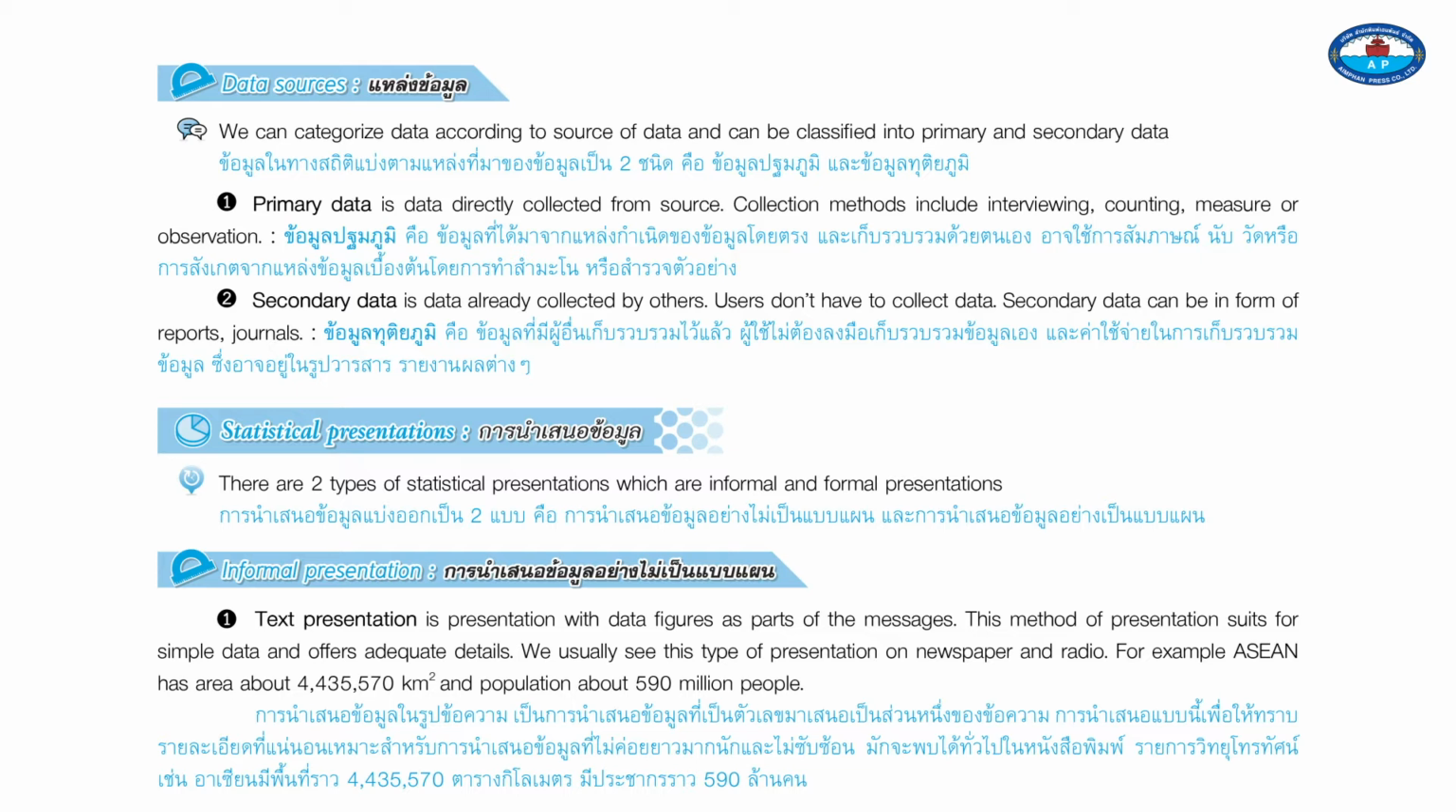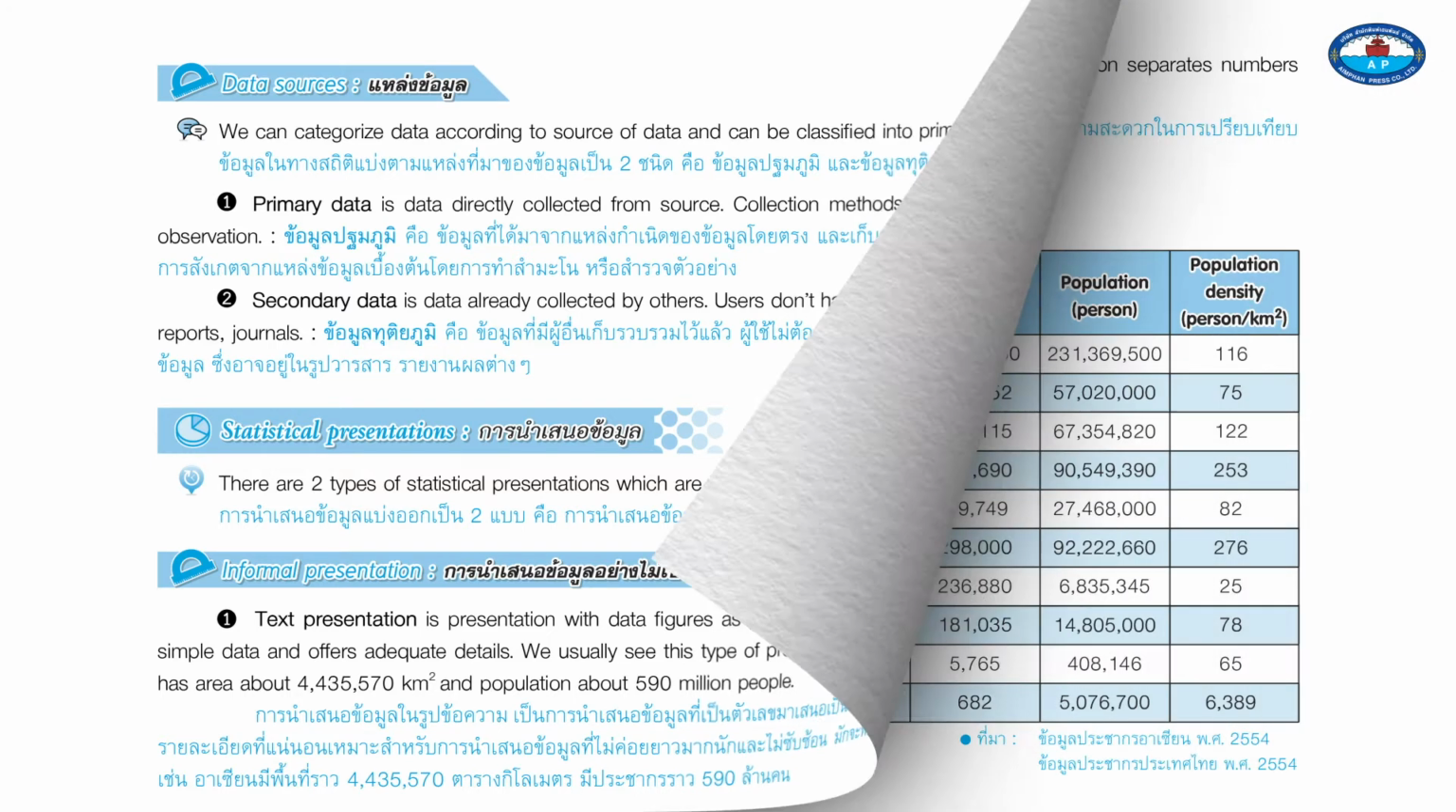Statistical presentations. There are two types of statistical presentations, which are informal and formal presentations. Informal presentation. 1. Text presentation is presentation with data figures as parts of the messages. This method of presentation suits for simple data and offers adequate details. We usually see this type of presentation on newspaper and radio. For example, ASEAN has area about 4,435,570 kilometers squared, and population about 590 million people.